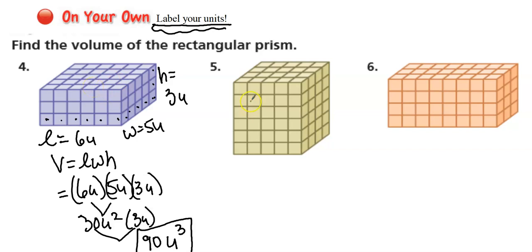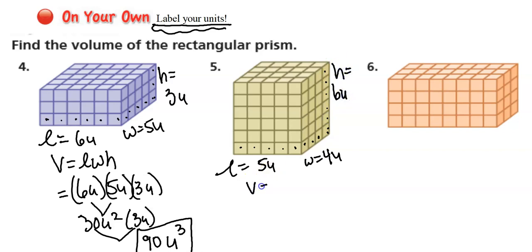Okay, so I'm going to go ahead with this one. 1, 2, 3, 4, 5 units. Oh, sorry, this is length, and this is my width, 1, 2, 3, 4. My width equals 4 units, and my height is 1, 2, 3, 4, 5, 6 units.